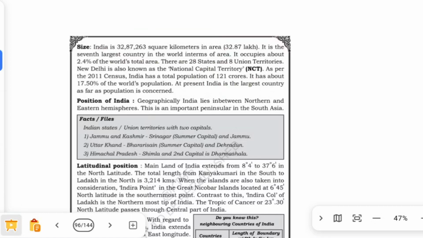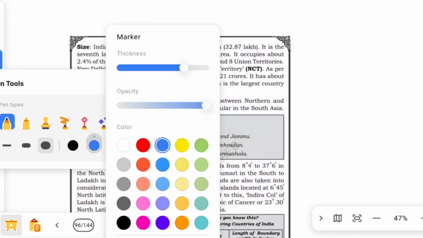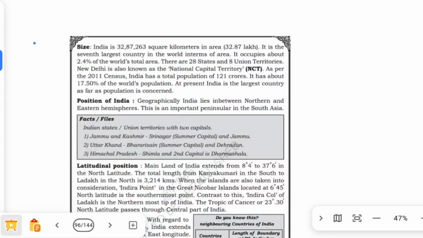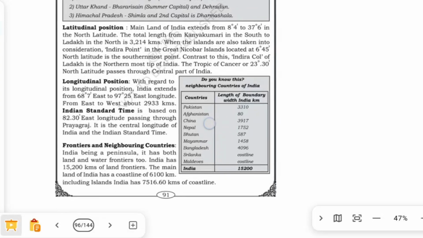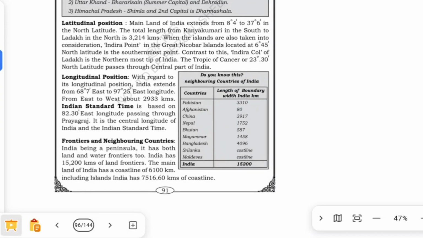What is the percentage of India in the world geography? It occupies about 2.4% of the world's total area, and 28 states and 8 union territories are located in India. Looking at India's position, mainland India extends from 8 degrees 4 minutes to 37 degrees 6 minutes north latitude. The total length from Kanyakumari in the south to Ladakh is 3,214 kilometers.